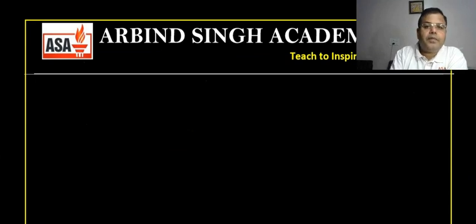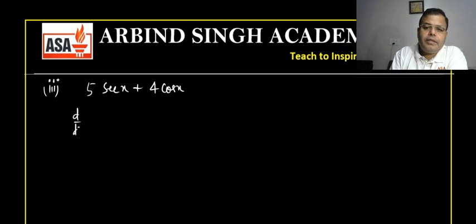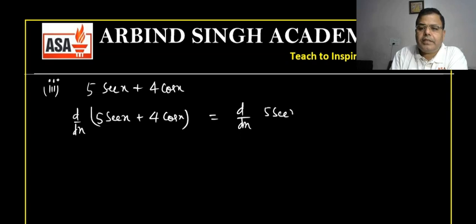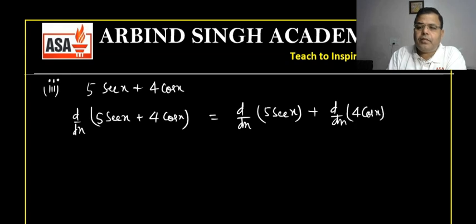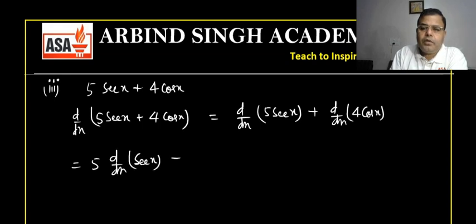So question number three, the third part, is given: 5 sec x plus 4 cos x. Now d by dx of 5 sec x plus 4 cos x will be d by dx of 5 sec x plus d by dx of 4 cos x. So that will be 5 d by dx of sec x plus 4 into d by dx of cos x.